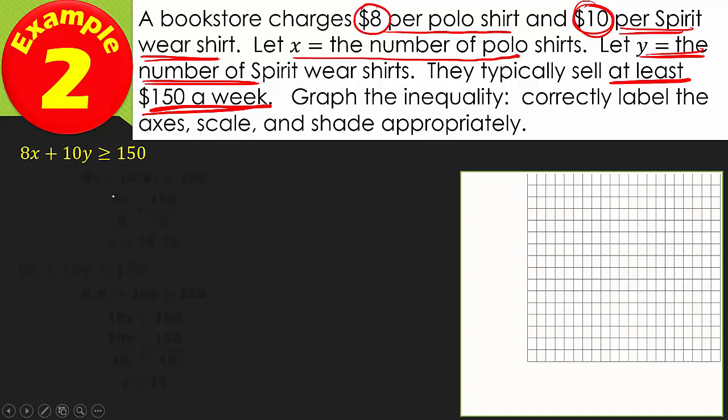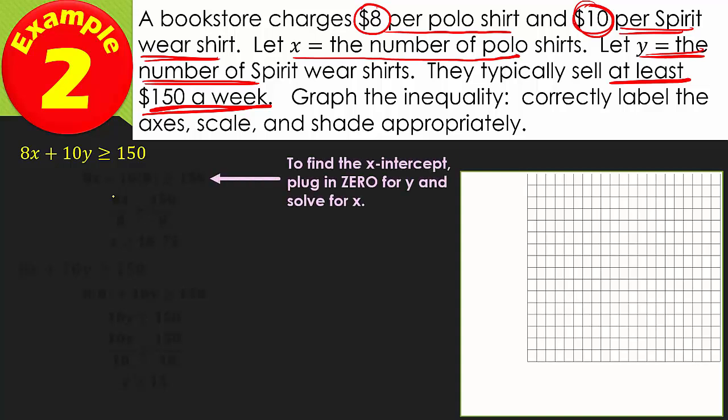But anyway, what we want to do is a little bit different than the other one. The easiest way to do these problems is to find the x-intercept and the y-intercept. To find the x-intercept, we plug in 0 for y and solve for x. So 8x plus 10 times 0 is greater than or equal to 150, which is really just 8x is greater than or equal to 150. Then we divide by 8 so that we get x by itself, and 150 divided by 8 is 18.75.